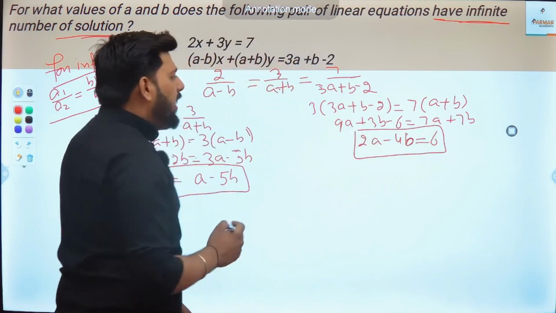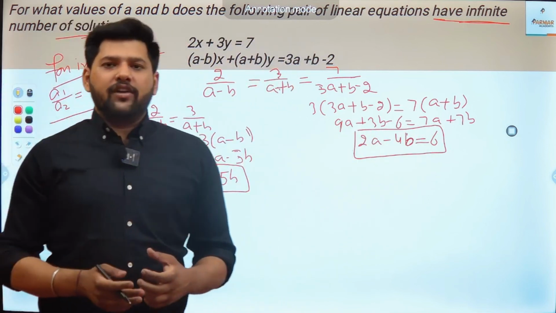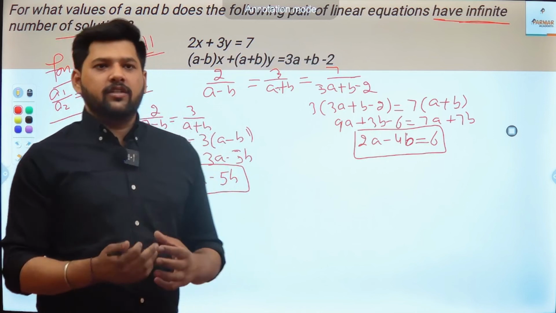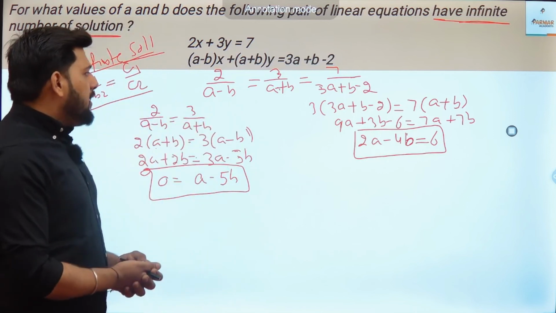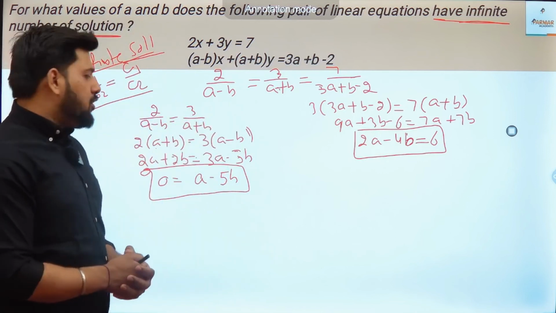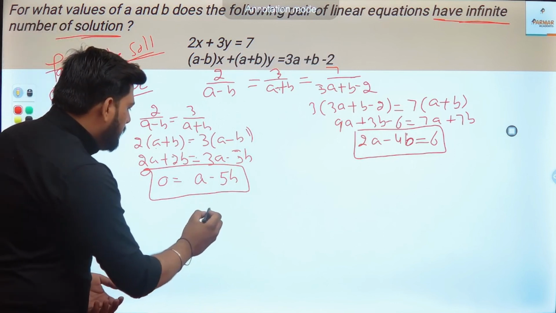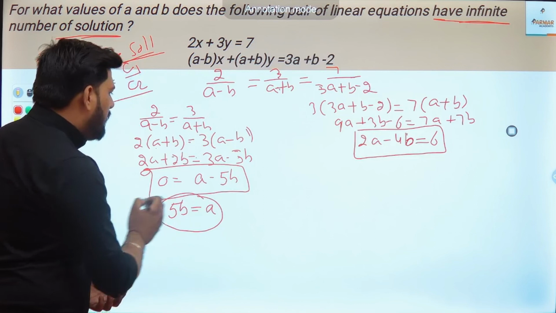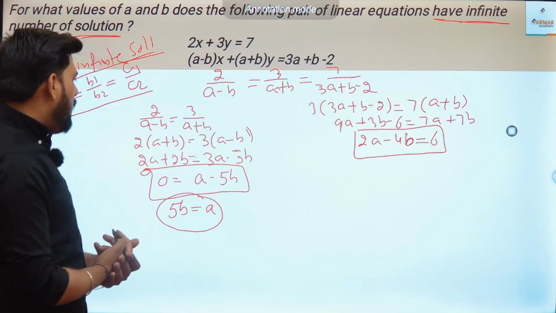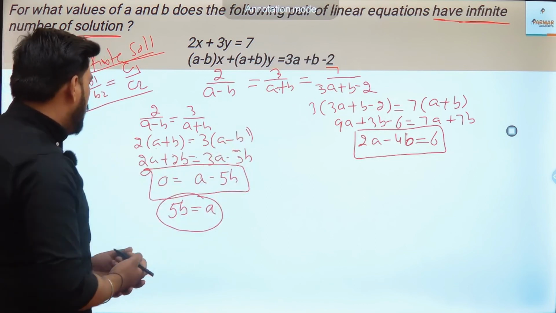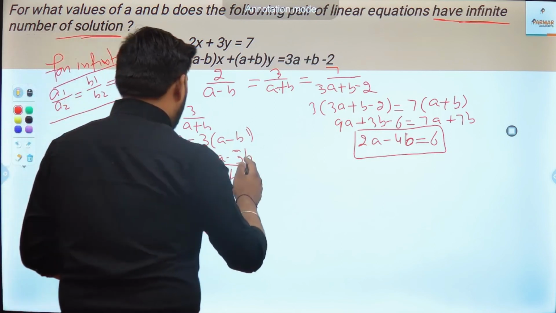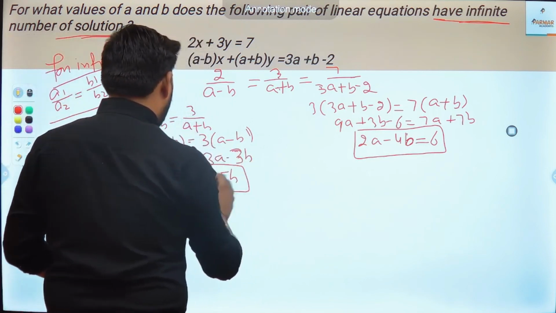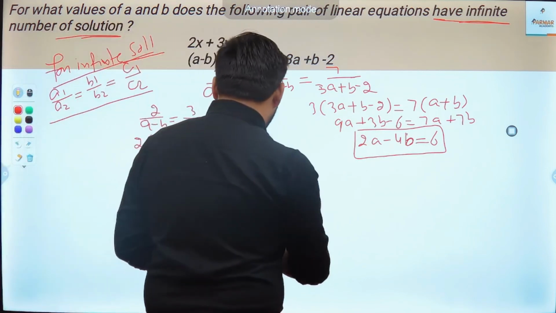Now again we have a pair of linear equations in two variables. We will solve these using the substitution method or the graphical method. So let's try the substitution method. From here the value of a is 5b. Now we will put that value in the second equation.